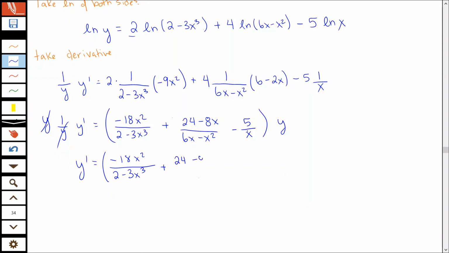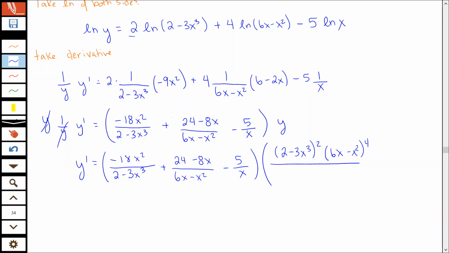So we have that original, 24 minus 8x over 6x minus x squared minus 5 over x. And then our y is just our original equation: 2 minus 3x cubed squared times 6x minus x squared to the 4 over x to the 5. And that's our answer. Now, we didn't have to solve this problem this way. It just made our lives easier to do so, okay?